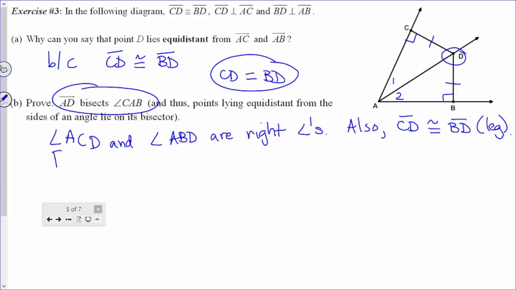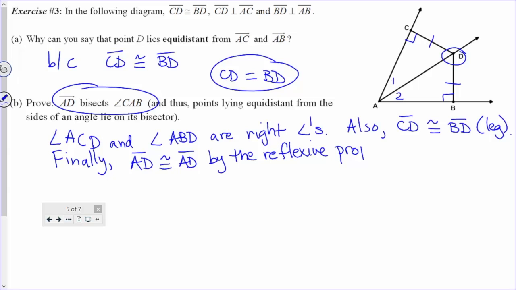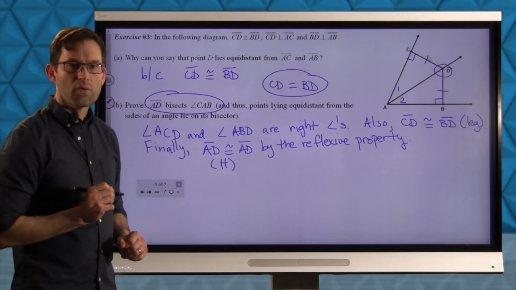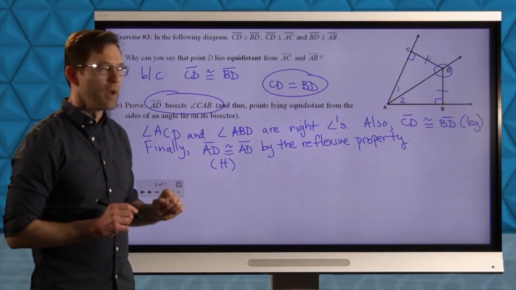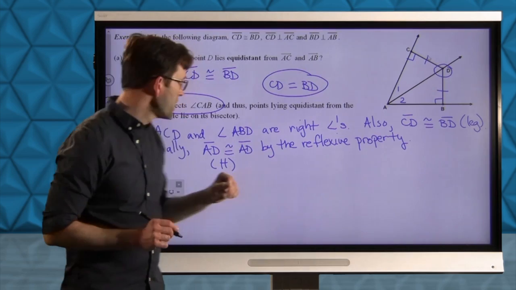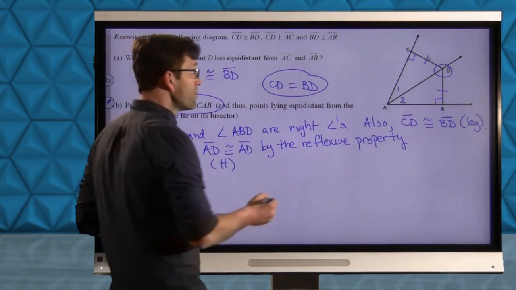Finally, I just need those transition words like finally. Finally, AD is congruent to AD by the reflexive property, and of course, AD happens to be the hypotenuse, right, of those two right triangles. So now we've got two right triangles, right? We've got a leg congruent to a leg. We've got a hypotenuse congruent to a hypotenuse.